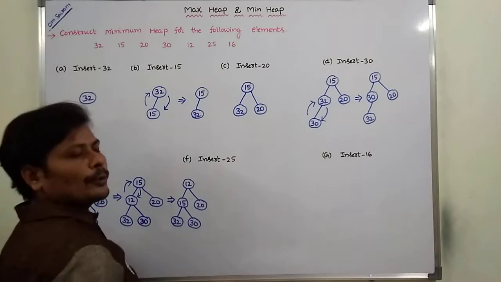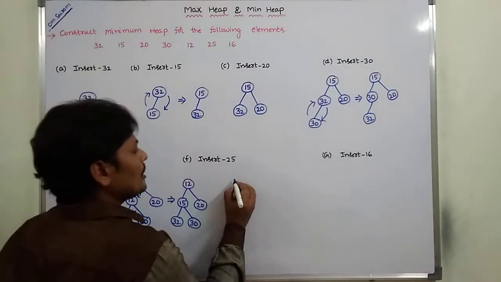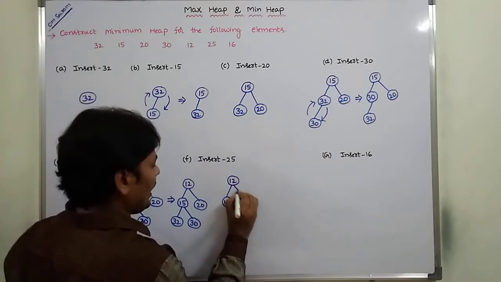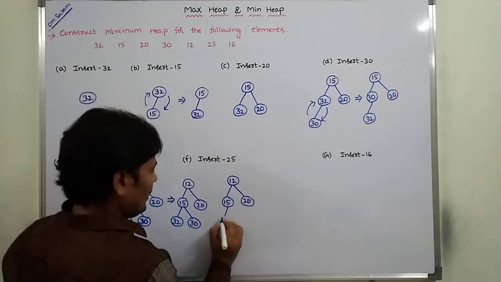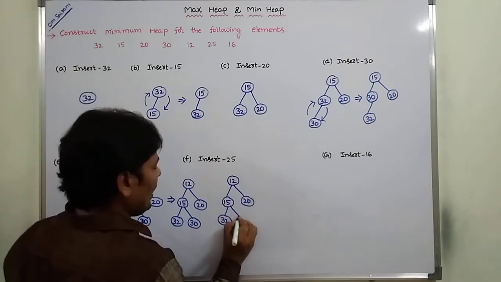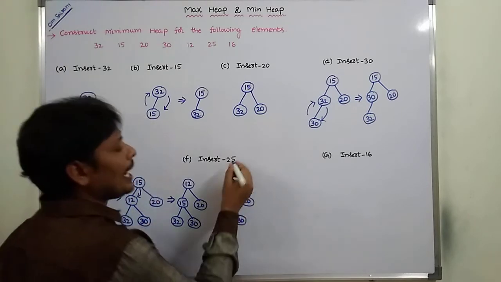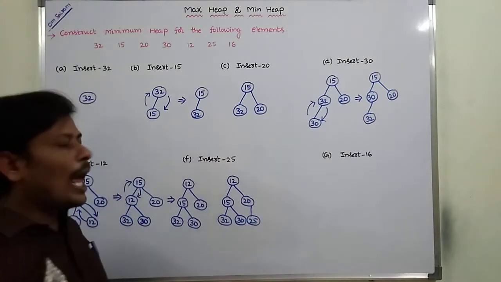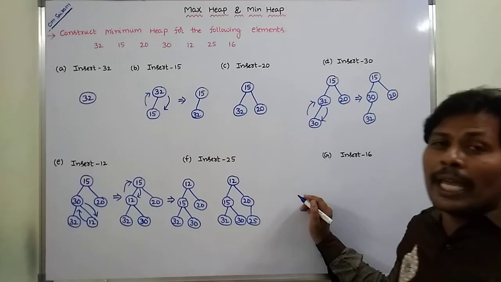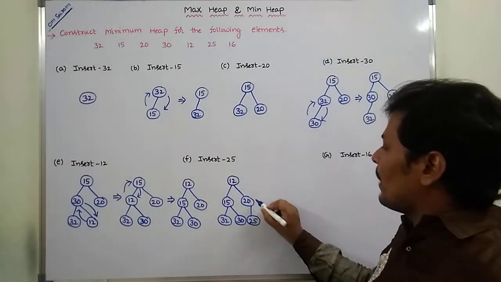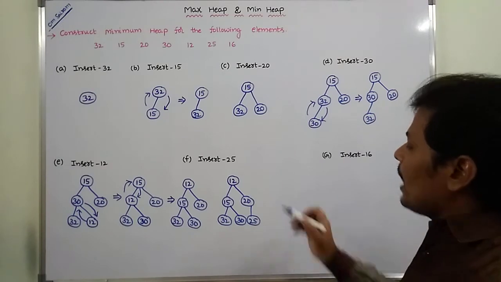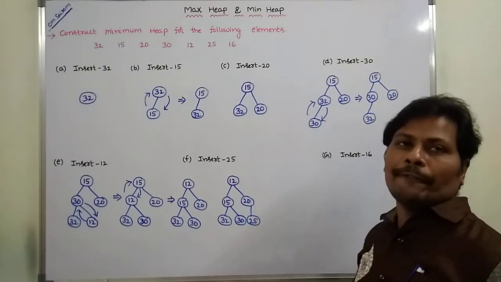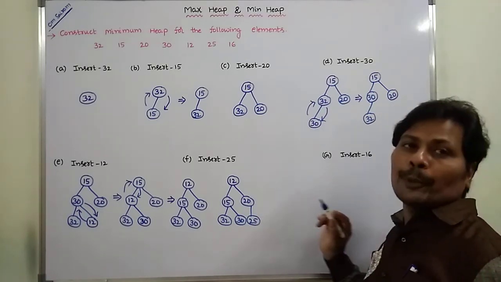Okay. Now we have to insert element 25. Before inserting element 25, the existing minimum heap is this one. Now 25 can be inserted as a left child of 20. Now, does it satisfy the minimum heap property or not? 25's parent is 20. So the parent node value is always less than its children's node value. 20 is less than 25, so it satisfies the minimum heap property.